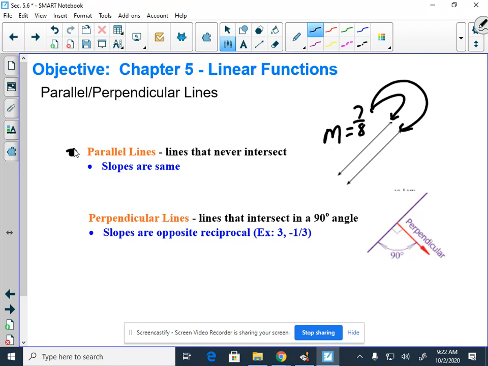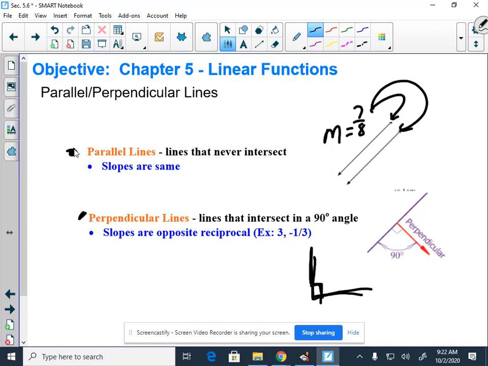Now, perpendicular lines is different. Looking at that, perpendicular lines, they intersect at a 90-degree angle. If you look in the corners of the room, for most rooms, they're usually 90 degrees. And they're an example of perpendicular lines. So they're two lines that when they intersect in their corner, they make a 90-degree angle.